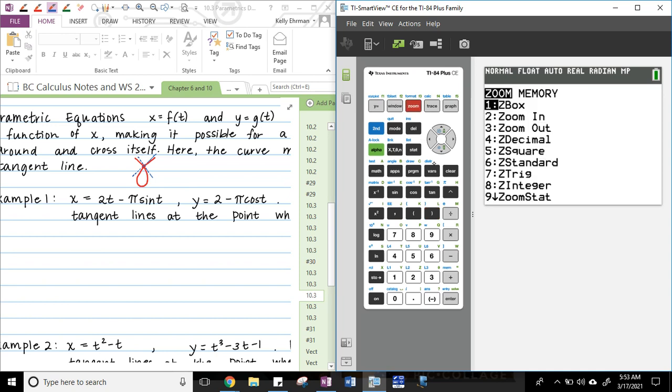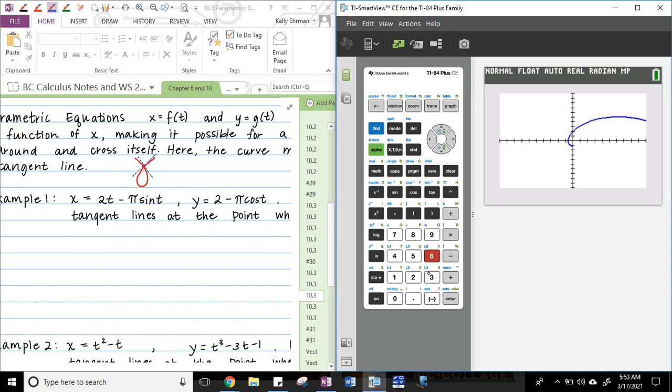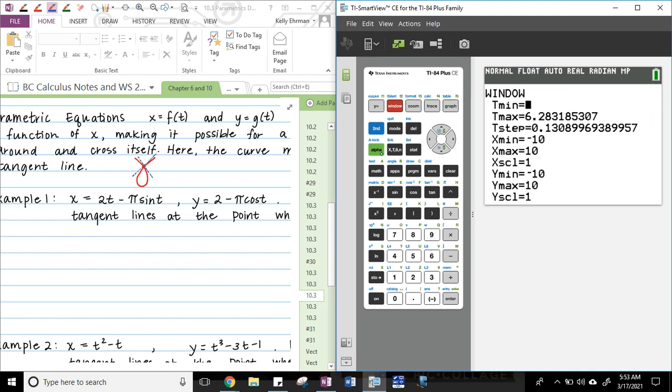Now, if we just zoom 6, which is like zoom standard, I don't see this graph crossing itself. So when you do zoom 6, take a look at your window to see what it counted as standard. So it has the t starting at 0, and it looks like it's going out to 2 pi. And I believe this might be a pi over 6 step.